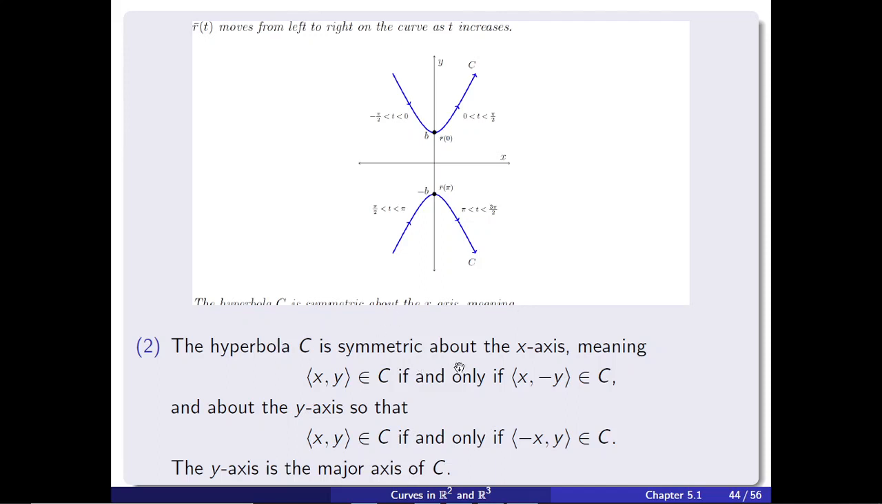The hyperbola C is symmetric about the x-axis. If we look at that, we just see it's a reflection, and also about the y-axis. If we look from the vertical point of view, that is reflected there, that is reflected there. Therefore, they are symmetric. And the y-axis is the major axis of C, where the curves are. If they were looking that way, then x would be the major axis.